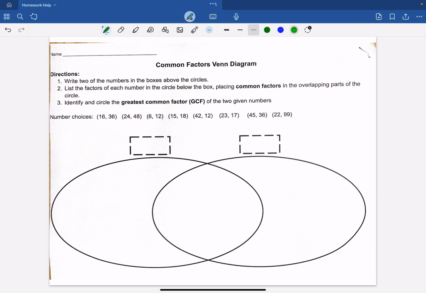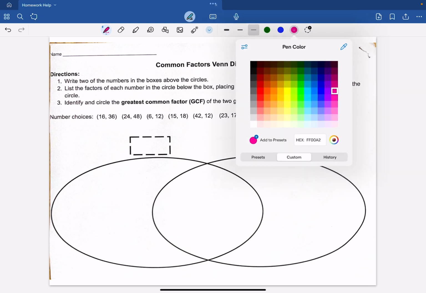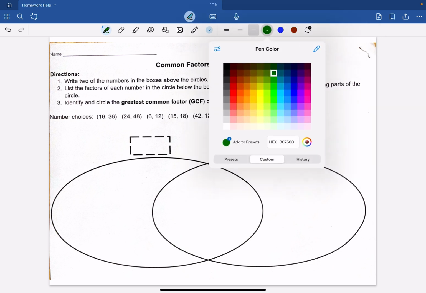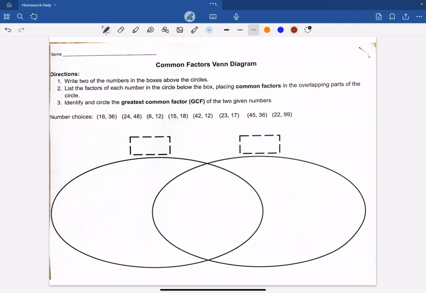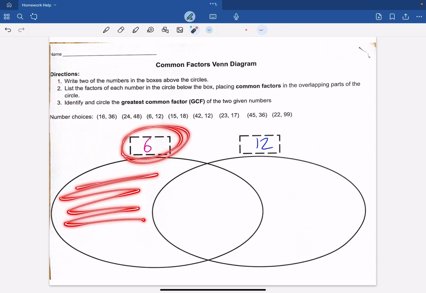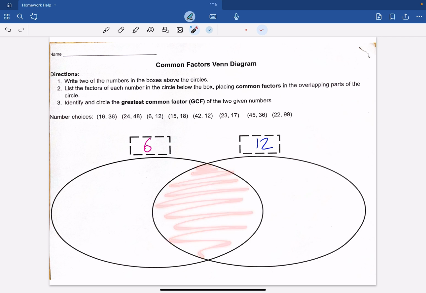So I'm going to change this color to, let's do that one, and we'll do orangish. I'm trying to make them brighter and easier to read. Okay, here we go. We're going to do 6 and its factors on this side, and then we'll do 12 and its factors over on that side. So on this side, we're going to list all the factors of 6. On this side, we're going to list all the factors of 12, and any factors they have in common we'll put here in the middle.